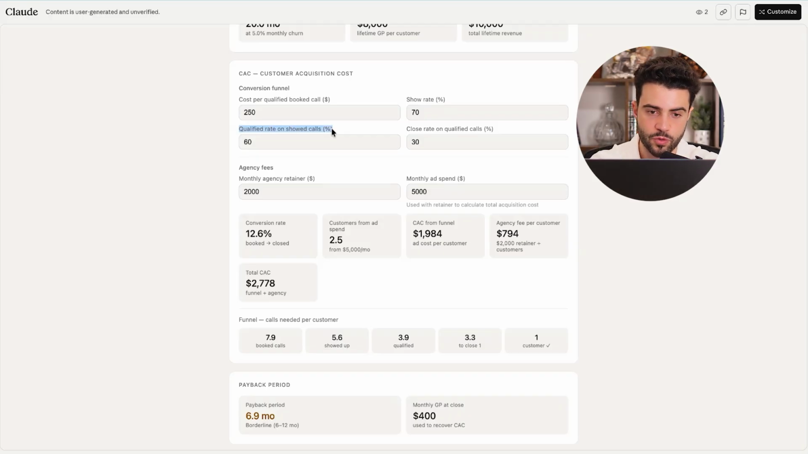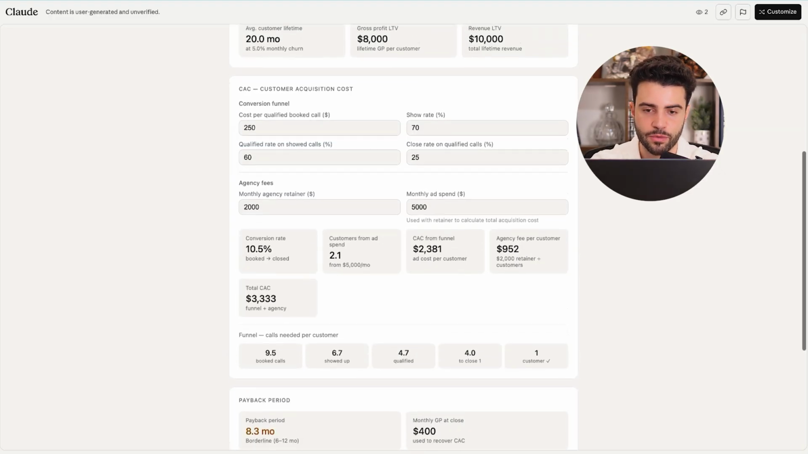And out of those 7, 60% are going to be qualified. And then out of those people who are qualified, this is the close rate on those qualified calls, right? So this should be anywhere from 25% to 30% on qualified demos. And these are the typical numbers that you can expect.